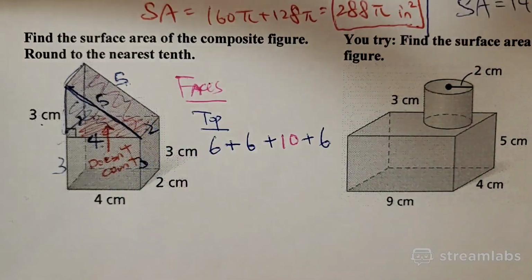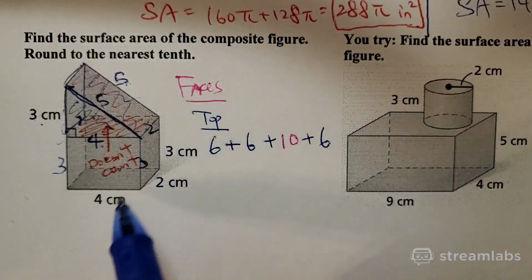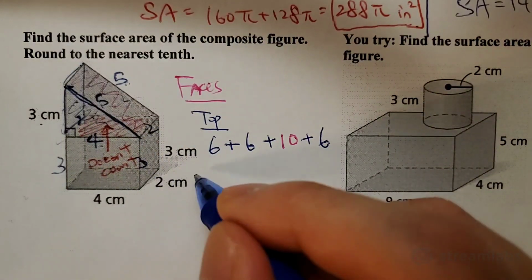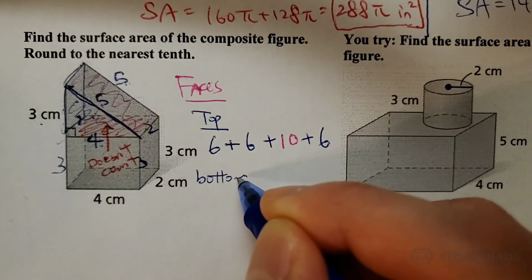Okay, so that's the top 4 faces, right? The bottom part was a rectangular prism. Originally it has 6 faces, but I don't count the top, so there's 5 faces. So keep that in mind. You want to find 5.